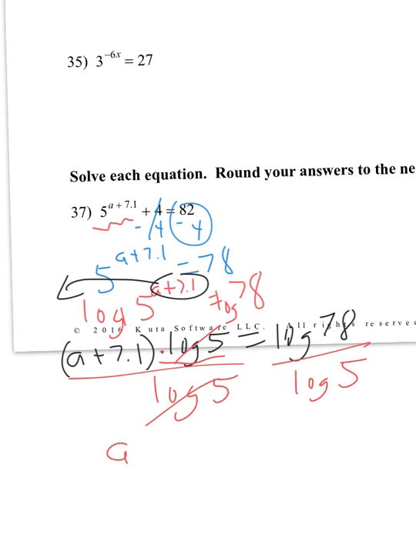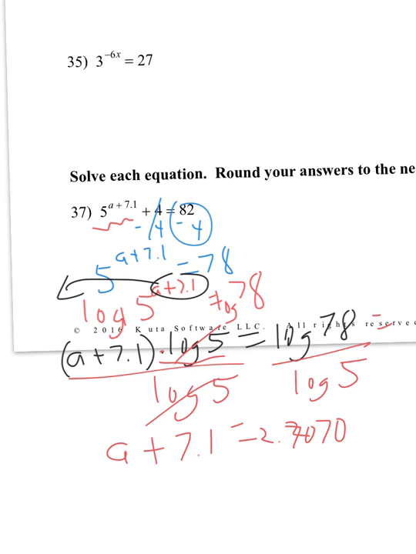Okay, so then I'm left with a plus 7.1 is equal to, and do your calculator just like we did earlier when we had a log divided by another log. Log 78 divided by the log of 5. And that should be about 2.7070.